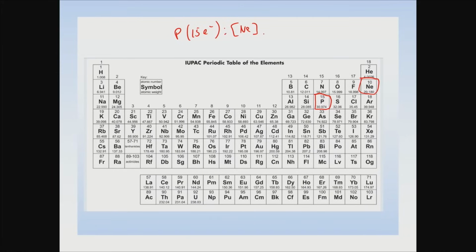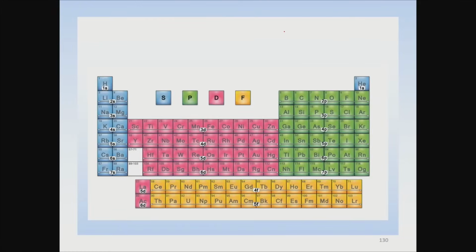It's going to be neon. And then what we may have to do is figure out the orbitals that the 5 extra electrons go into. That's a little tricky, so I need to show you how to do that. One thing you have to be aware of is that you can divide the periodic table into sub-level blocks. Let me identify 2 of the major ones here.